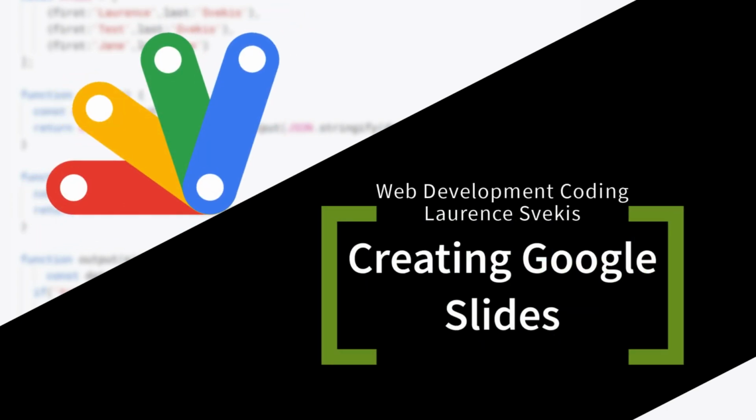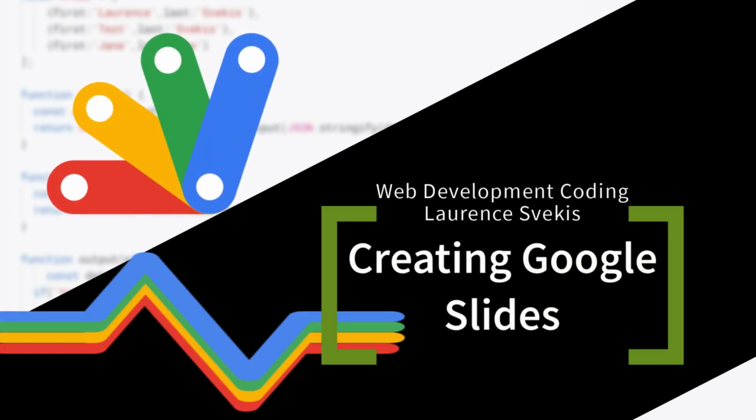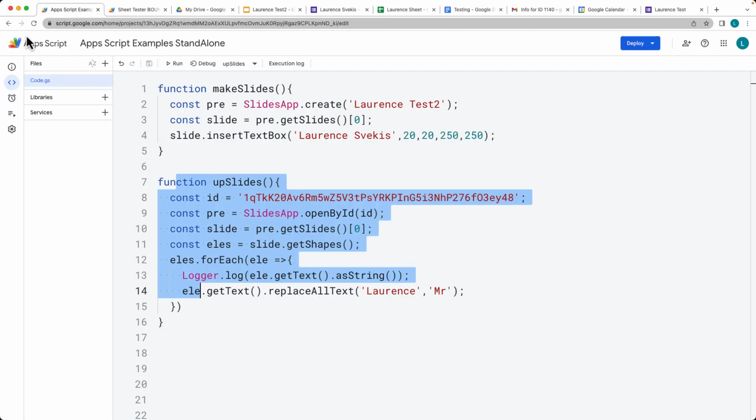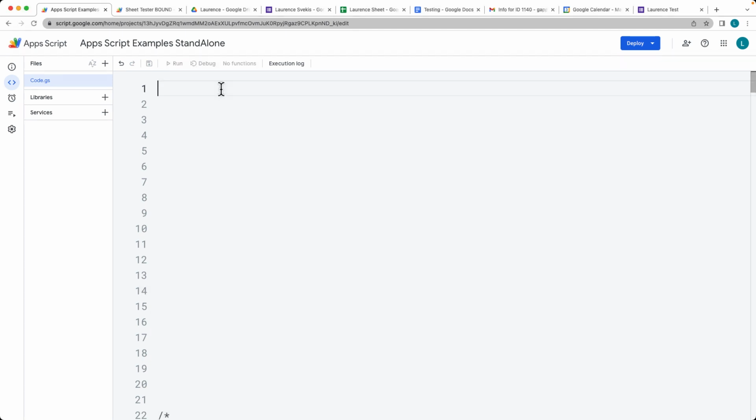We'll be creating a slide, inserting a text box into the slide, and then selecting that slide and showing you how you can update the text within the slide. That's all coming up. In this lesson, we're going to be making a slide.